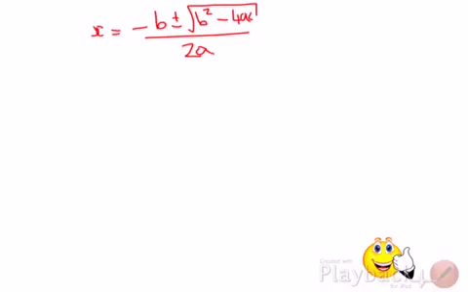So x is equal to negative b plus or minus the square root of b squared minus 4ac, all over 2a, and I'm going to plug in my values. So I'm going to quickly just go back and check my values, fix up this x.